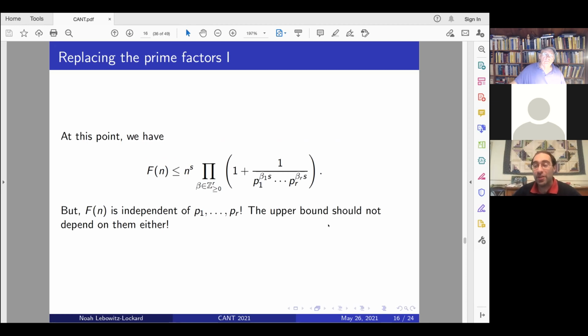Because there's actually something very strange about this upper bound, and no one had really considered what the implications were until recently. The upper bound depends on p1 through pr, but big F of n doesn't depend on p1 through pr. It only depends on the exponents. So in theory, our upper bound shouldn't actually depend on the prime factors of n either. It should only depend on the exponents of the prime factors. So an upper bound of this form is still going to be suboptimal.